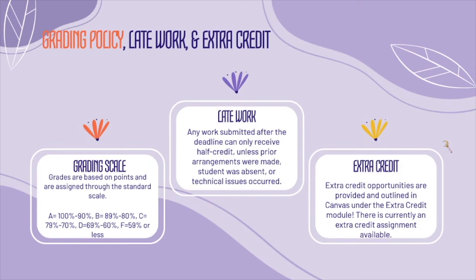Last but not least is extra credit. So extra credit opportunities are provided and are outlined in Canvas under the extra credit module, which is just under this open house module. There's currently an extra credit assignment available, which is called the Novel Project Extra Credit. This requires a student to read a novel outside of class and complete one of the 3 assignments worth 15 points extra credit. I will go ahead and make a little note on this module to click into the extra credit module down below for more information.